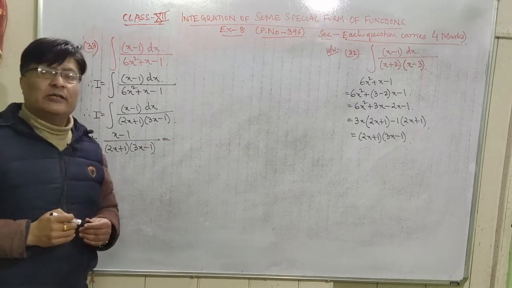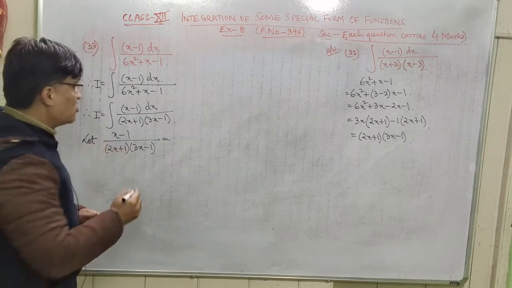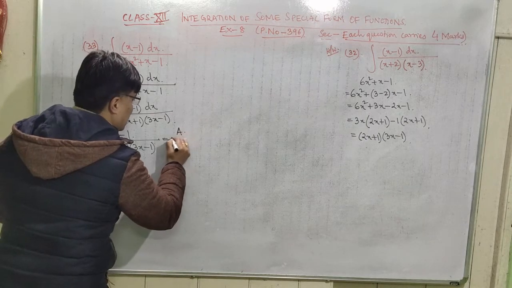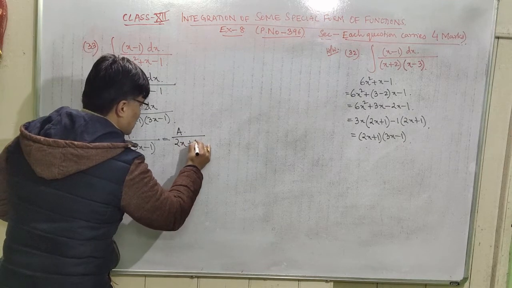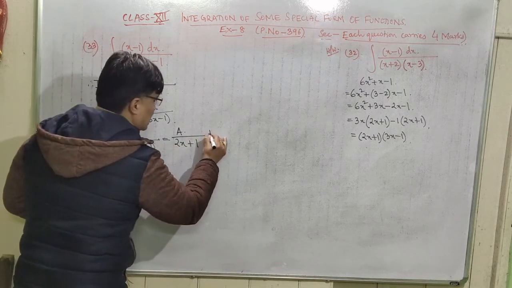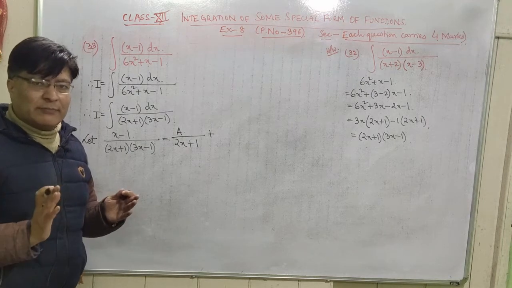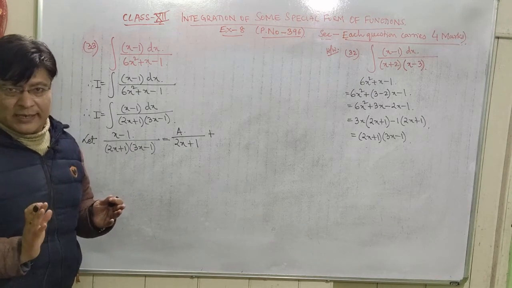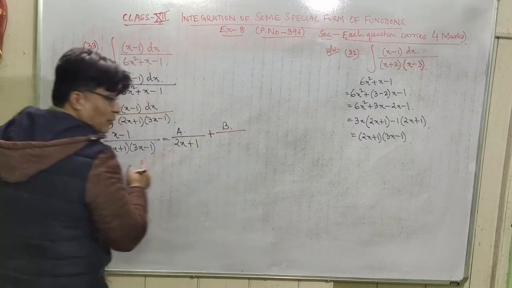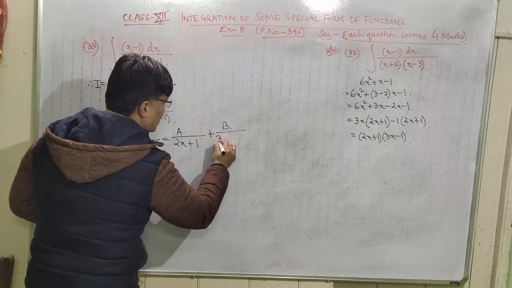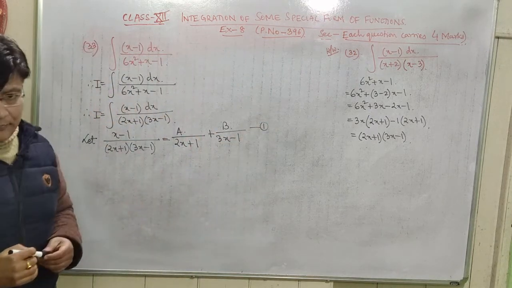Whatever expression is there in the numerator, whether it is constant or variable, you have to write constant A divided by the first factor. What is the first factor? It is 2x plus 1, right? Then plus, always write plus. You may write minus also, okay? It doesn't matter whether you write plus or minus sign. So plus another constant, capital B, divided by the second factor. What is the second factor here? It is 3x minus 1. So let us mark it number 1.